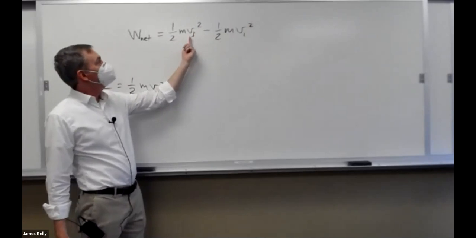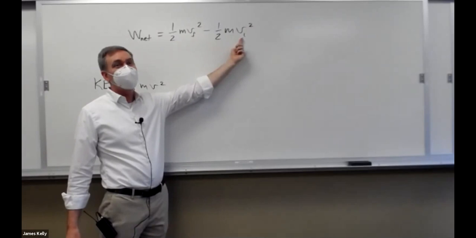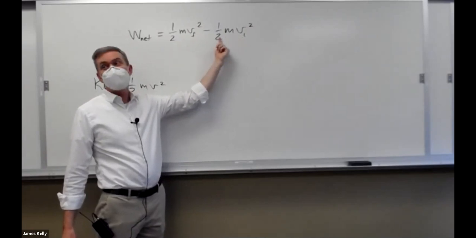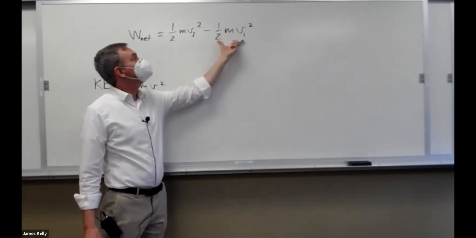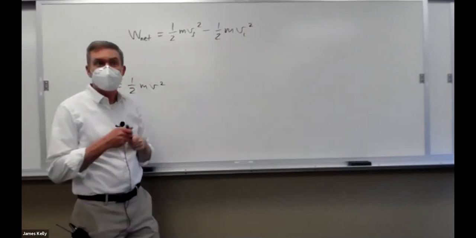Now, what Arthur's saying is that the final speed is the same as the initial speed. And the mass didn't change, and the 1/2 didn't change. So this is exactly as big as this, and they cancel and give 0 in this case.